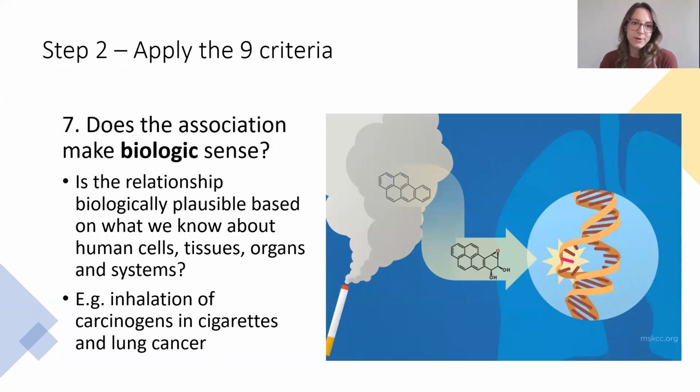The seventh criteria is whether it makes biological sense. So essentially, it just means whether the relationship is biologically plausible based on what you already know about the human body, the way that cells, tissues, organs, systems work. An example of that is when people were studying the effects of cigarettes again, they knew that the chemicals in cigarettes tend to bind to DNA. And once they're inhaled, they particularly result in impacts in the lungs. Right. So because of this biologically plausible relationship that inhalation obviously would impact the lungs, they were able to say, again, more definitively that cigarettes cause lung cancer.